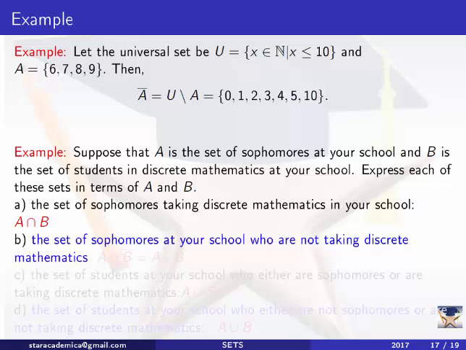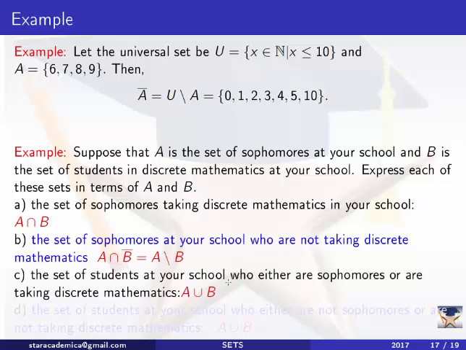The set of sophomores at your school who are not taking discrete mathematics. So you have the set of sophomores and the ones that are not taking B. So A intersect B complement, right? The ones that are not taking discrete mathematics are B complement, and both of them, sophomore and not taking discrete, it's intersection. And this is A minus B. Just the same, A intersect B complement is A minus B. The set of the students at your school who either are sophomores or are taking discrete mathematics is A union B. Either they are sophomores or taking discrete mathematics.